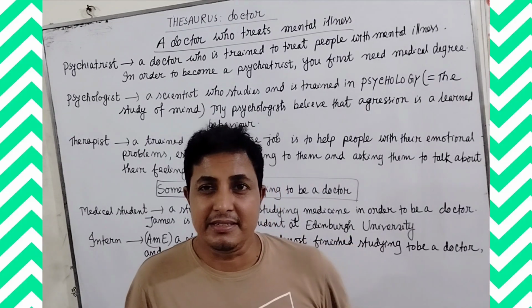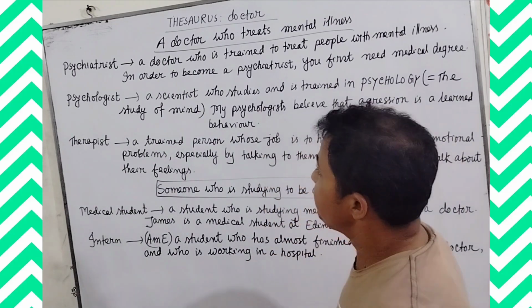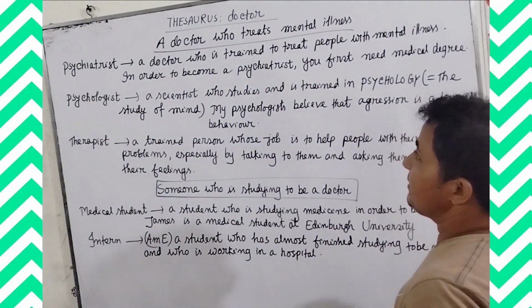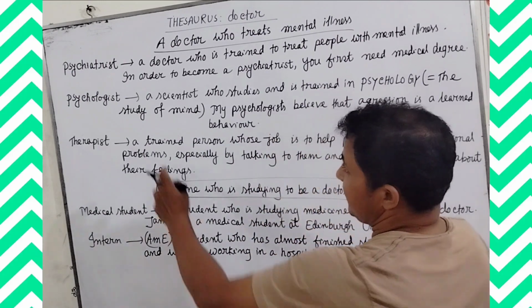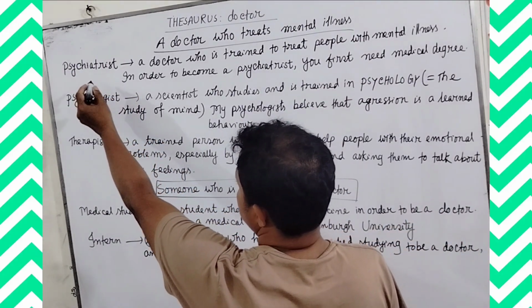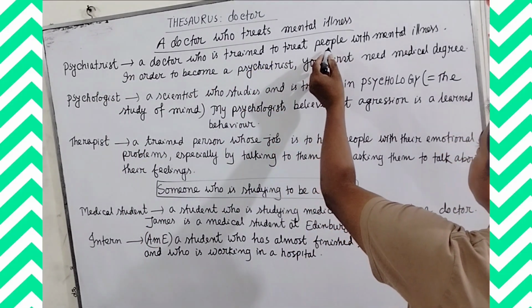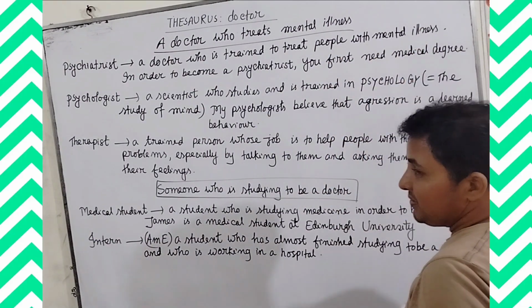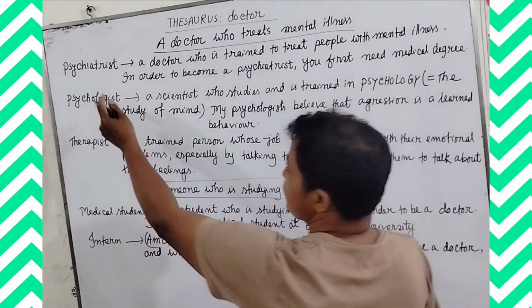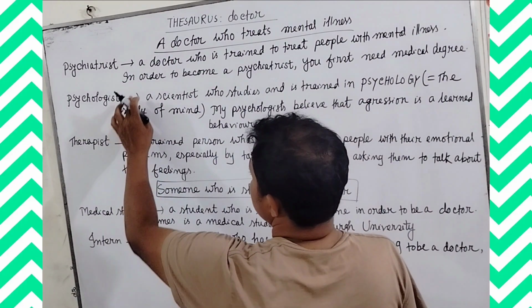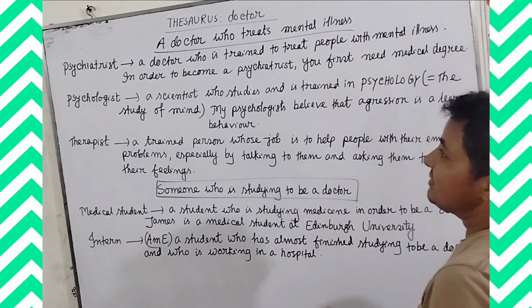Okay, dear learners, again I would like to show you other words about doctor. A doctor who treats mental illness, those who are ill mentally: psychiatrist. A psychiatrist is a doctor who is trained to treat people with mental illness, those who are weak mentally. They are treated by a psychiatrist. In order to become a psychiatrist, you first need a medical degree.